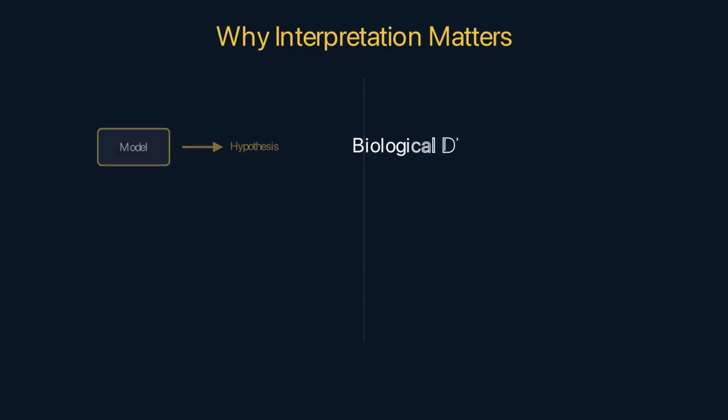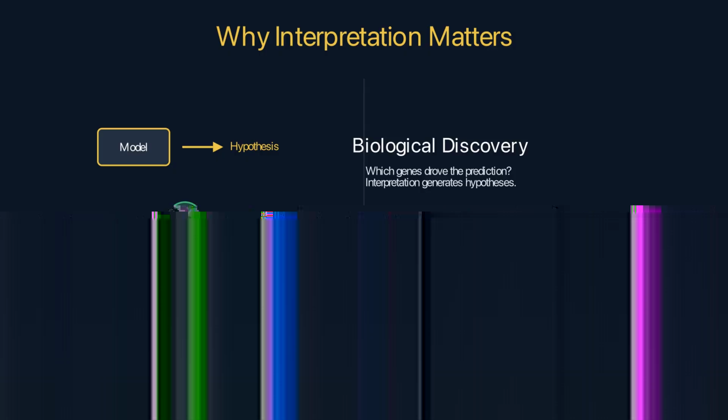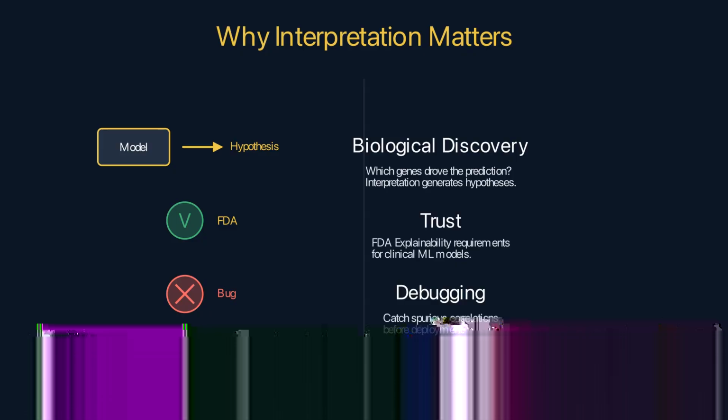Model interpretation matters for 3 reasons. First, biological discovery. If the model uses unexpected genes to predict drug response, those genes are hypothesis-generating potential new targets or biomarkers. Second, trust. Clinicians won't use a model they can't understand. The field increasingly requires explainability for machine learning models used in clinical decision-making.